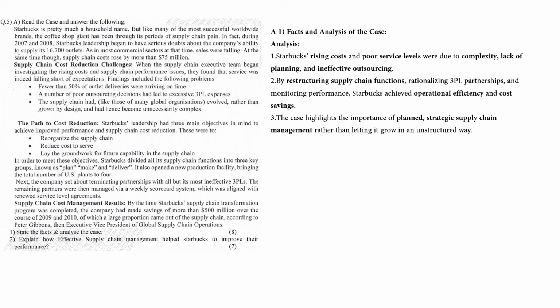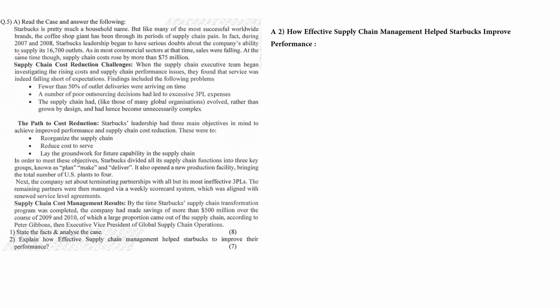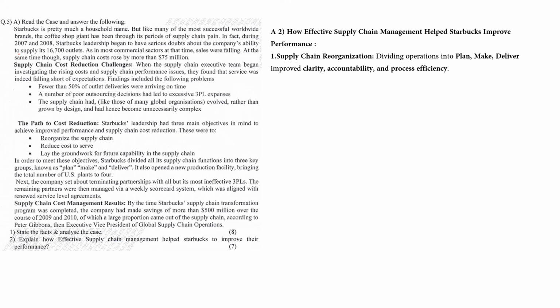Second, explain how effective supply chain management helped Starbucks to improve their performance. Again, from all these findings, the answer was created. Number one, supply chain reorganization. Dividing operations into plan, make and delivery improves clarity, accountability and process efficiency. If there is proper planning, that will improve the clarity. If there is proper make, that will be for accountability, and if there is proper timing for delivery, process efficiency will be there. So that was one way how strategic supply chain management helps Starbucks.